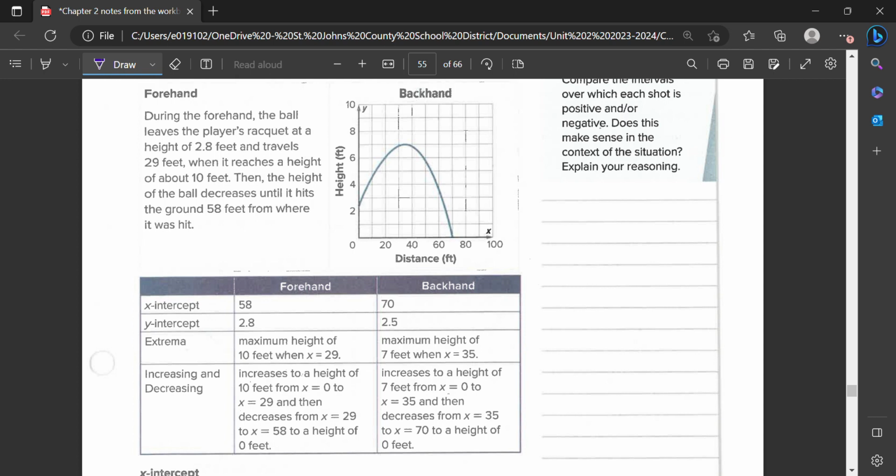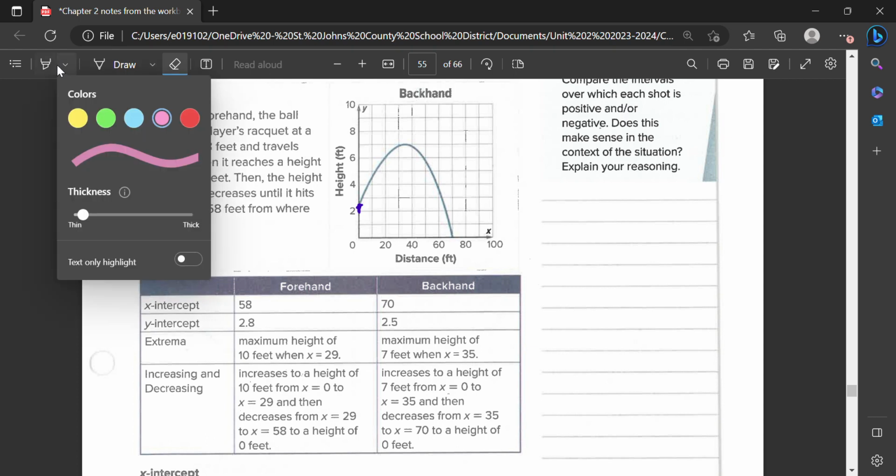Okay, so during the forehand, the ball leaves the player's racket at a height of 2.8. So that 2.8 is the y-intercept. That's the initial height at which the ball is hit. So that's 2.8. Now, if you look at the backhand, this point right here is roughly 2.5. So that's initially where the backhand starts. So that's how we got the y-intercept forehand, 2.8.